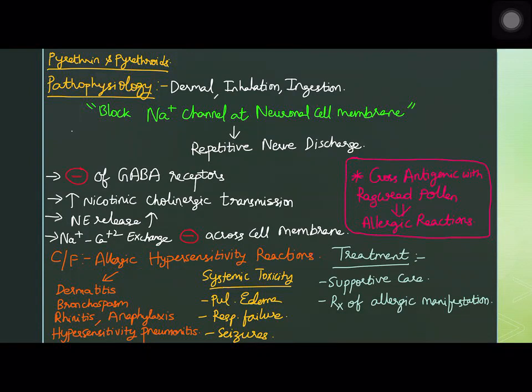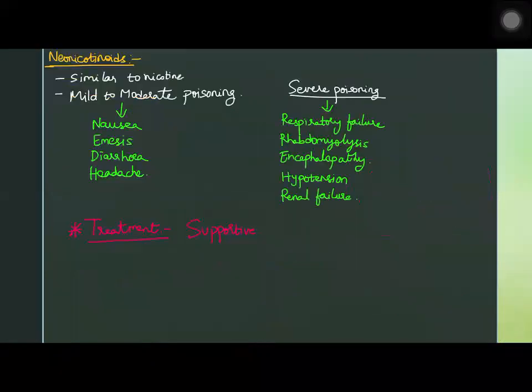The clinical features of these pyrethroids are basically allergic hypersensitivity reactions. That includes dermatitis, bronchospasm, rhinitis, anaphylaxis, hypersensitivity pneumonitis. And systemic toxicity is also caused by these pyrethroids, which will lead to pulmonary edema, respiratory failure, and even seizures. The treatment consists of supportive care and treatment of the allergic manifestations.